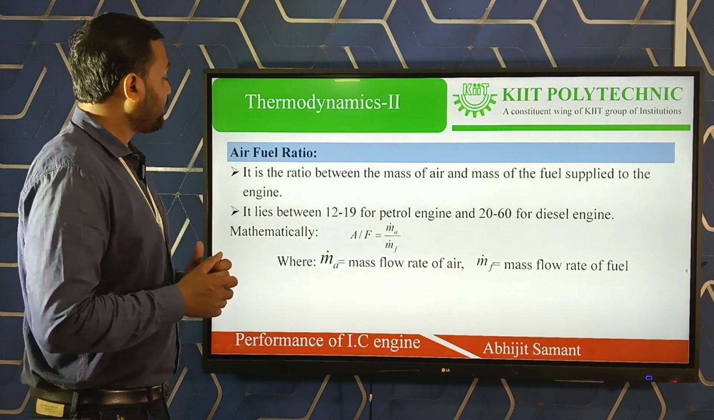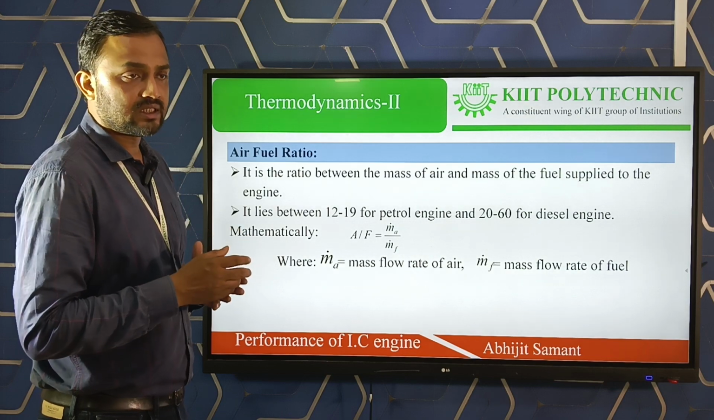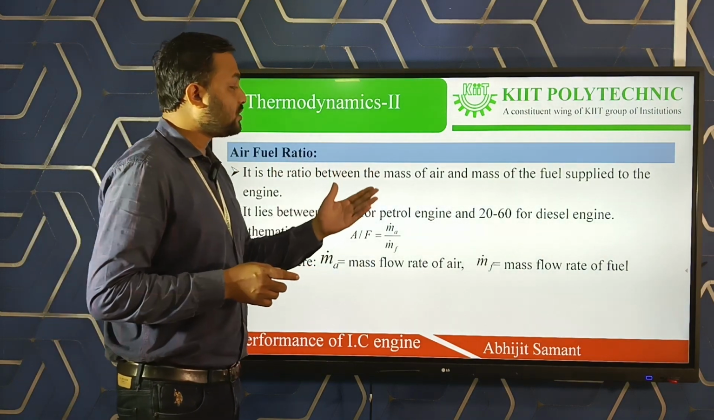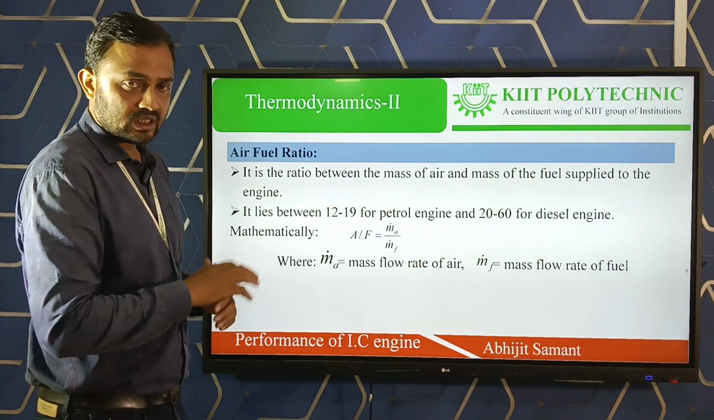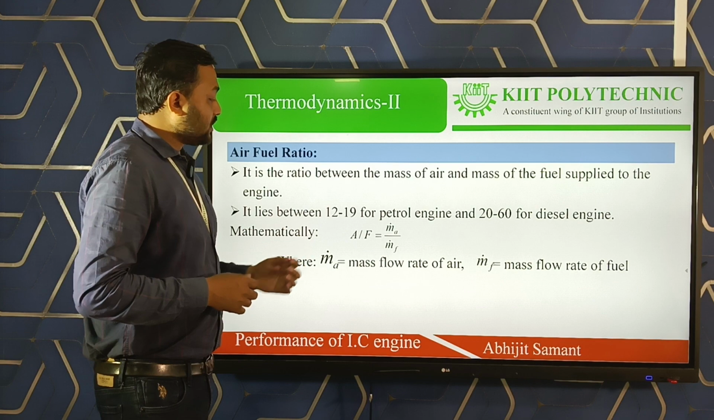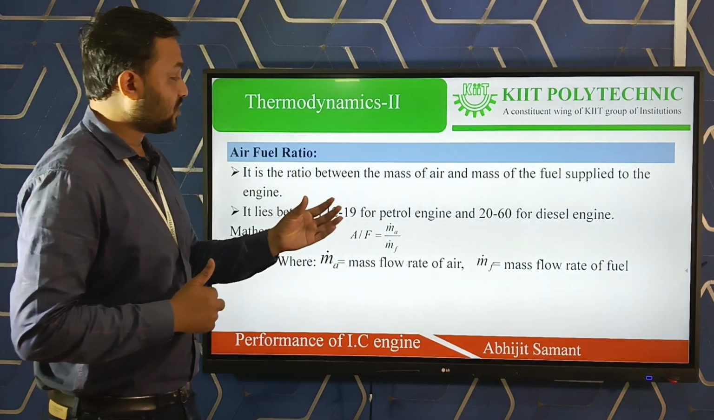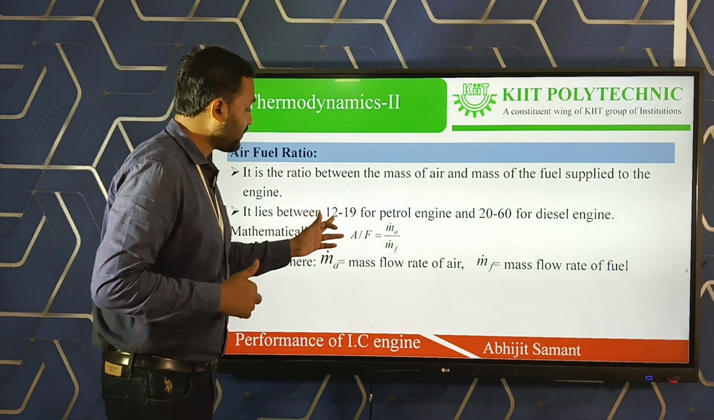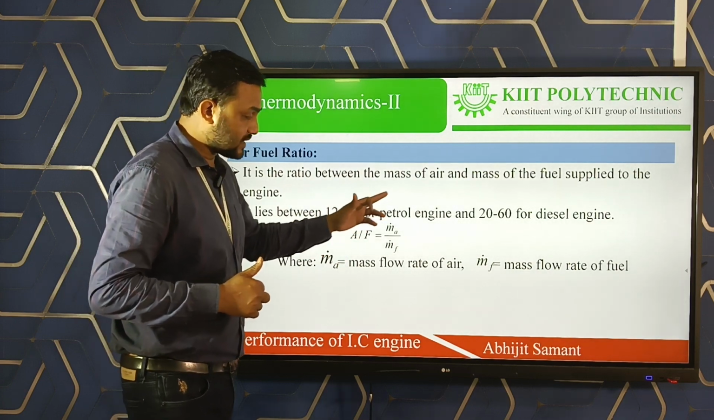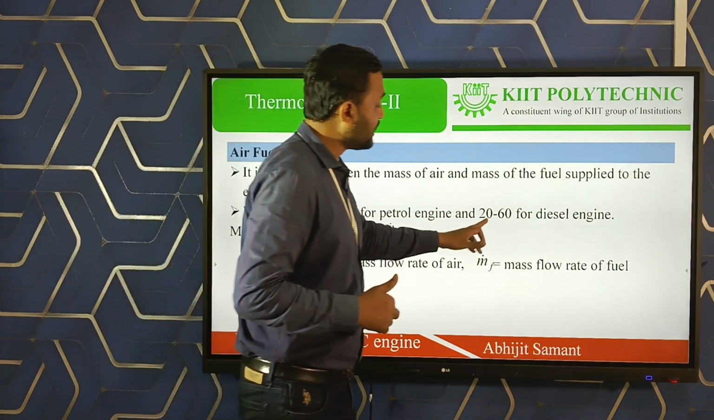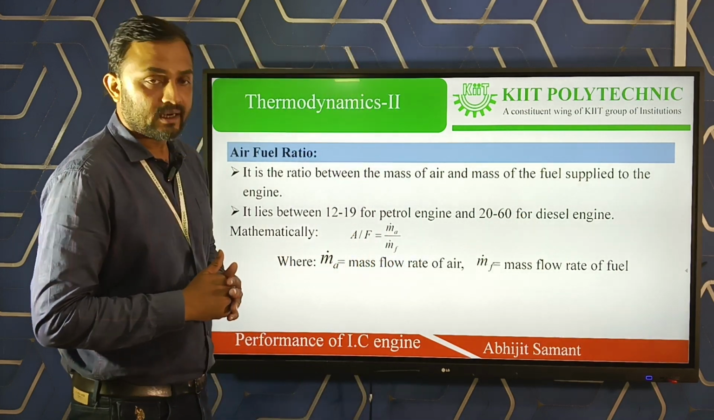Next one is your air fuel ratio. It is the ratio of air and fuel that will be supplied to the engine to run the engine. It is the ratio between the mass of the air to the mass of the fuel supplied to the engine. It lies between 12 to 19 for a petrol engine and 20 to 60 for a diesel engine. This is the ratio of air and fuel in the case of petrol and diesel engines.